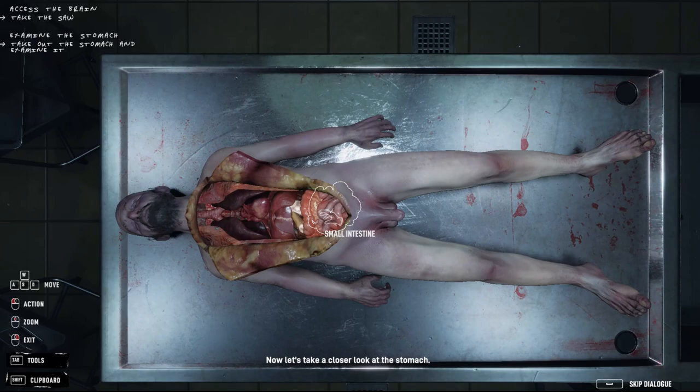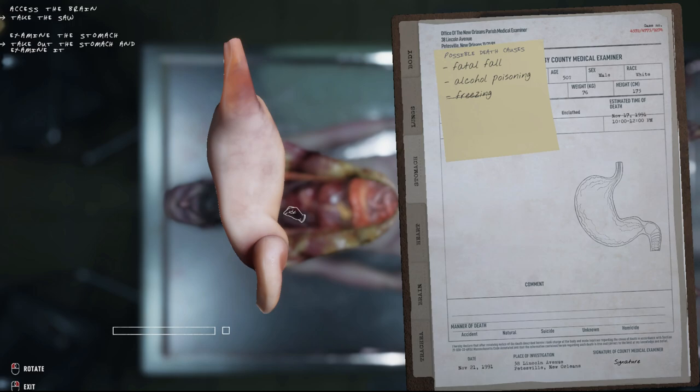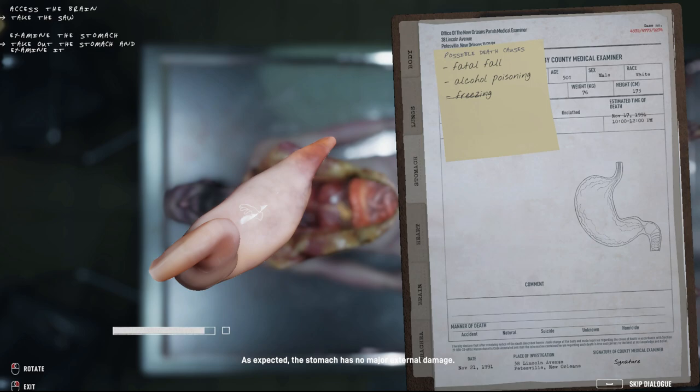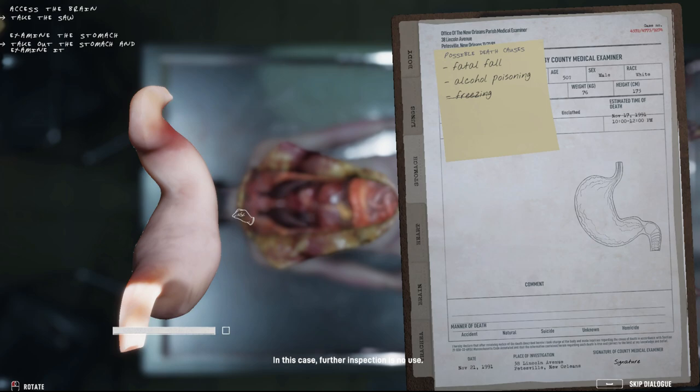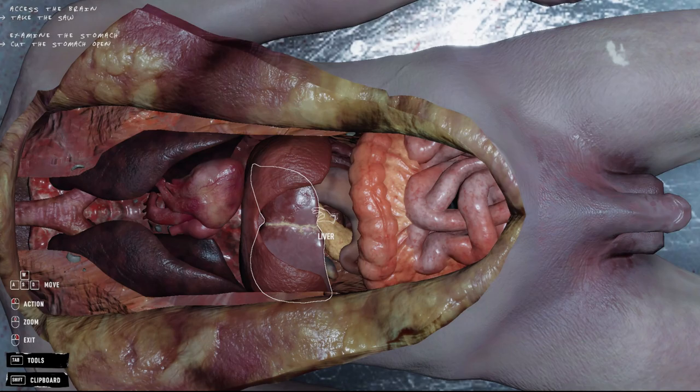Now let's take a closer look at the stomach. As expected, the stomach has no major external damage. In this case, further inspection is no use. We must cut him open. I don't need this tool now.